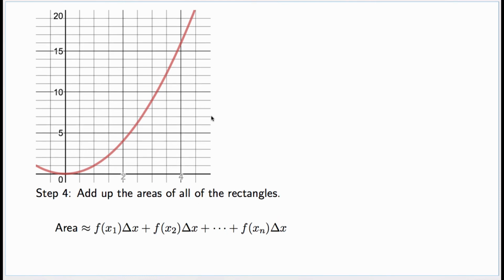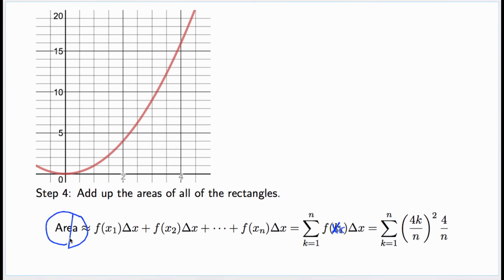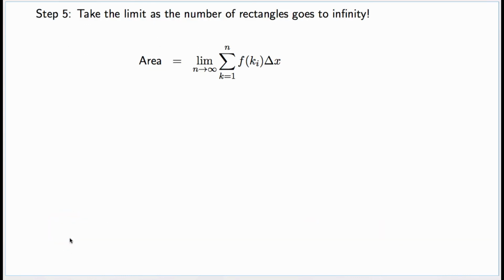I can then get the area of one of these rectangles. So the area of one of the rectangles is just the height, so f of x sub k times delta x. Again, if I think about taking a rectangle and I use the right endpoint, so delta x is the base, f of x sub k is the height. And now for this problem, I actually know those values. So I know that f of x sub k, we found that height to be 4k over n quantity squared, and our delta x was 4 over n. So now I have my expression for the area, and now we can just take the limit as the number of rectangles goes to infinity.